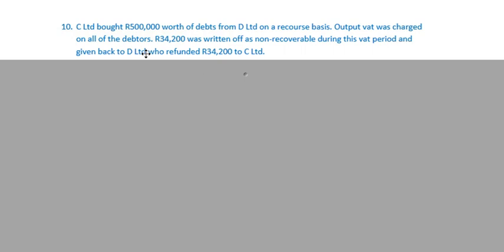The last one, number 10. C Limited bought 500,000 rands worth of bad debts from D Limited on a recourse basis. Output VAT was charged on all debtors, 34,200 written off as non-recoverable, and given back to D Limited, who refunded 34,200 to C Limited. So what's basically going to happen with this, guys, is it's not your bad debt. Because it's not your bad debt, you do not get to claim any input VAT. The original debtor has bought it back from you, and they've refunded the money back through to you.